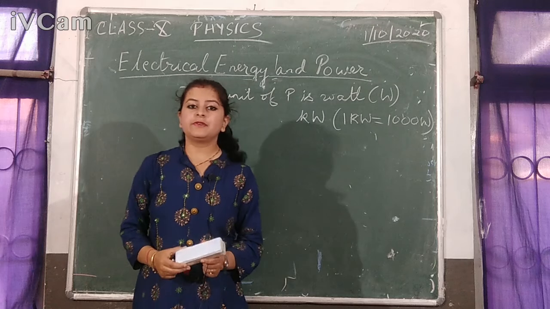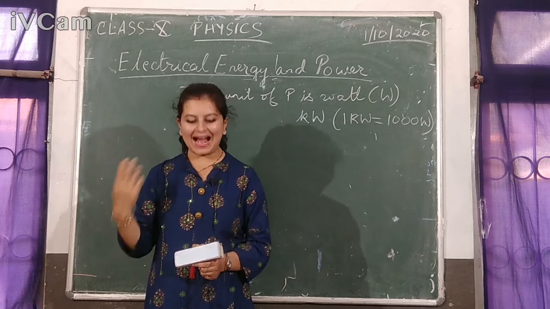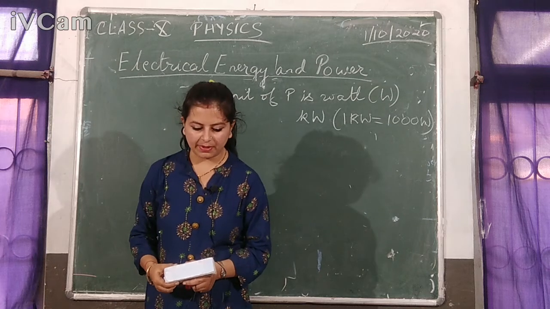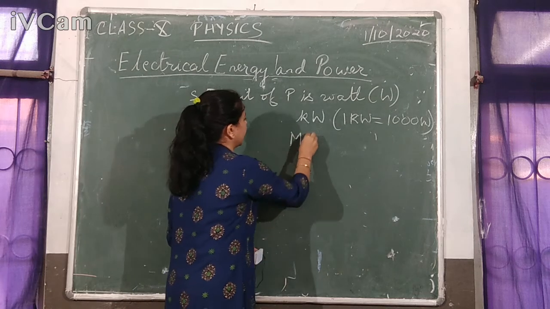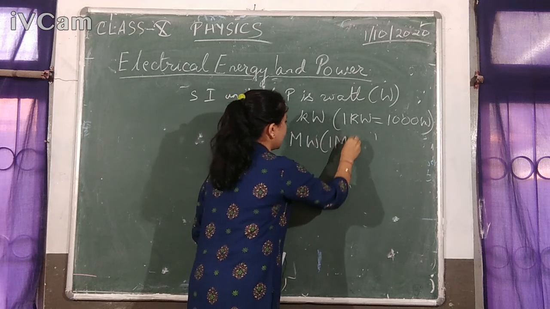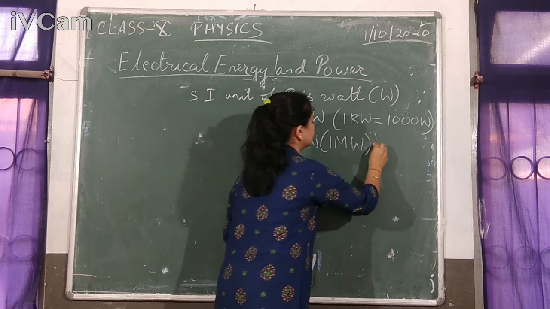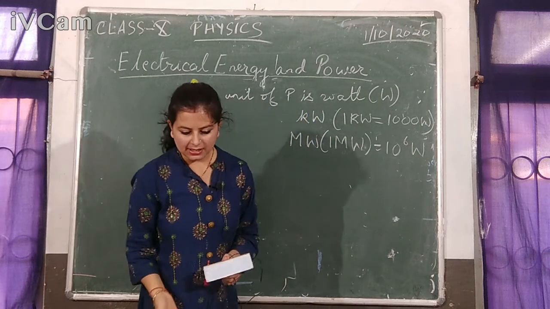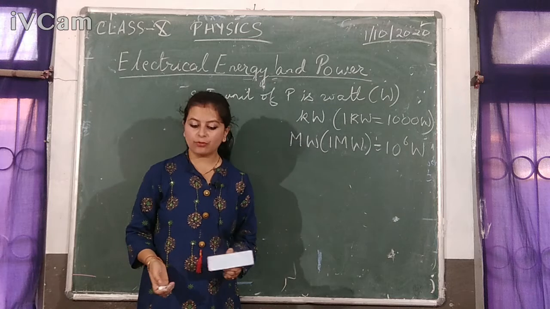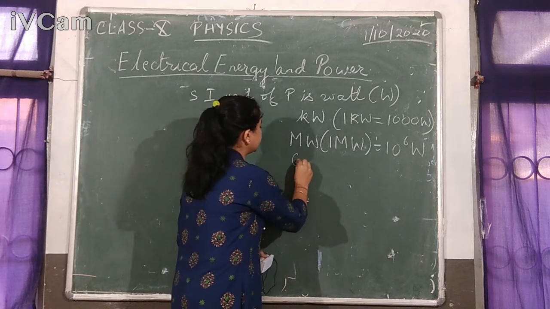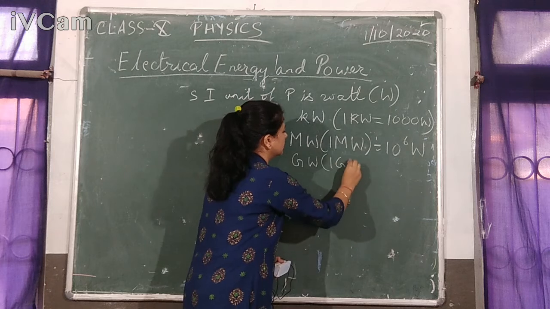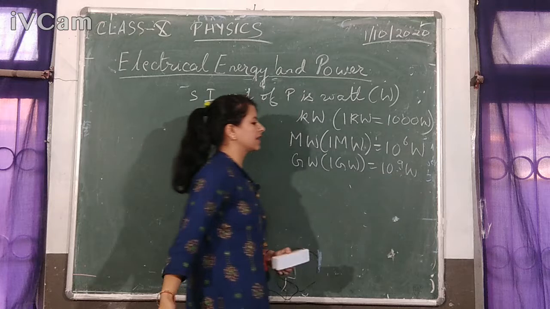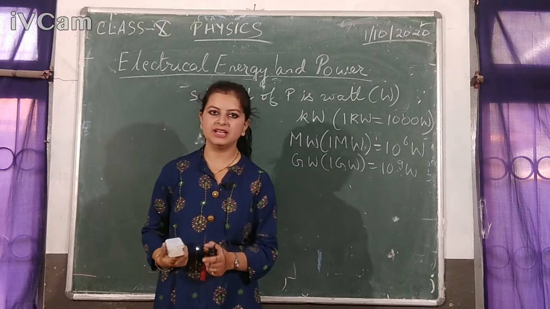Okay, or if it is an industrial area, it will be even higher. So we can go for megawatt, where 1 MW, this should be capital for mega, is equal to 10 to the power 6 watt. Or if it is even higher, then you have to go for gigawatt, okay, where 1 gigawatt will be equal to 10 to the power 9 watts. So these are very, very huge consumptions used in very huge industrial areas.